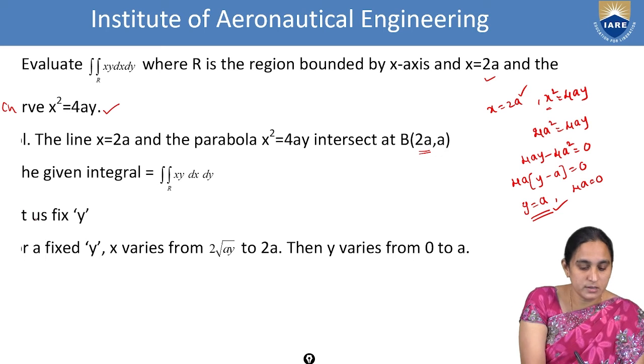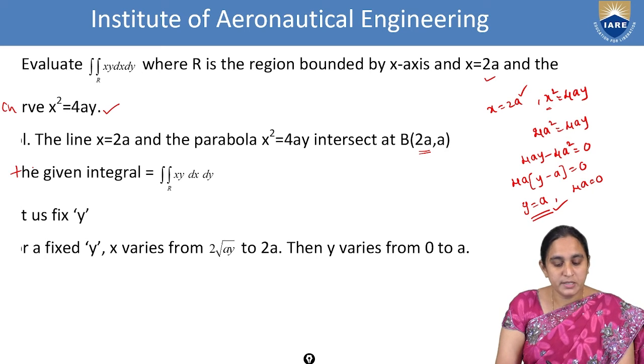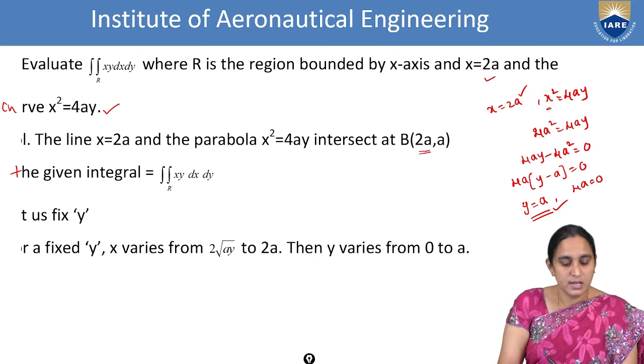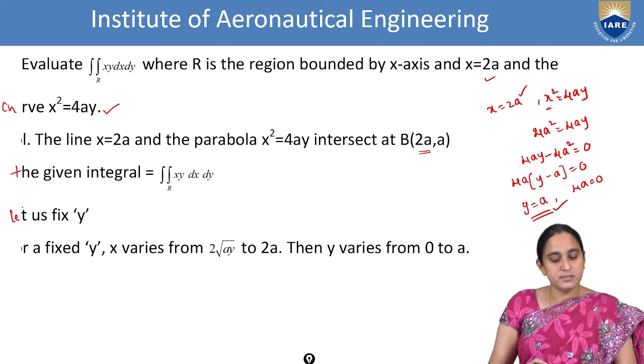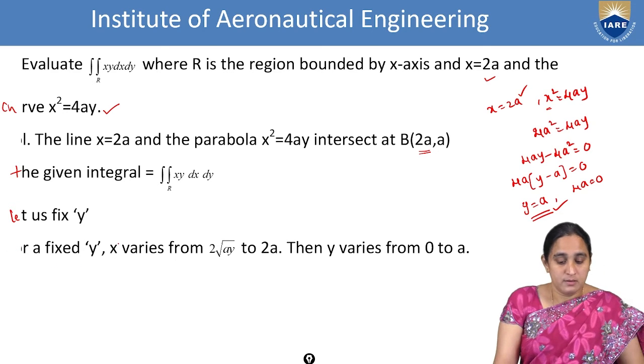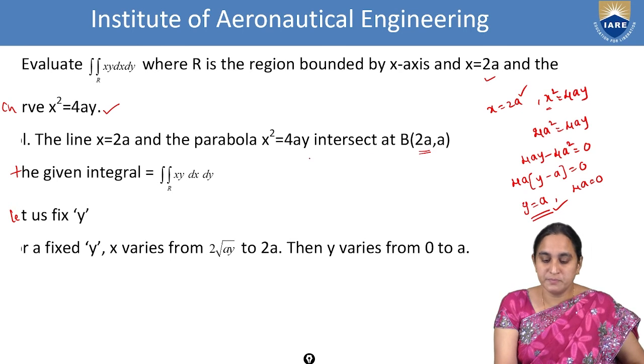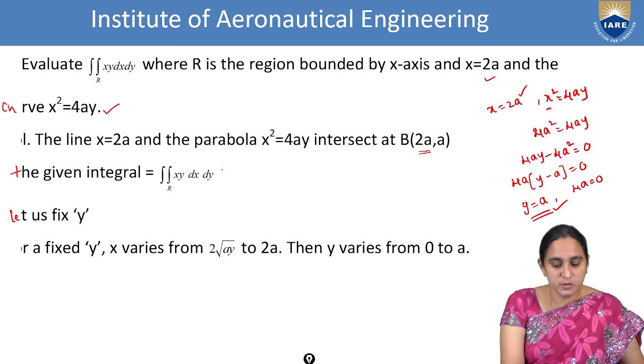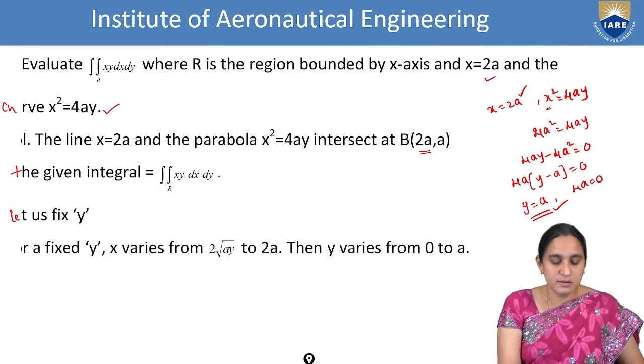Okay, then the given integral is the double integral of xy dx dy. Let us first fix y as fixed. From the conditions, I got the intersecting point 2a comma a. What is the question? The double integral of xy dx dy. First I fix y, and x varies from 2 root ay to 2a, then y varies from 0 to a.